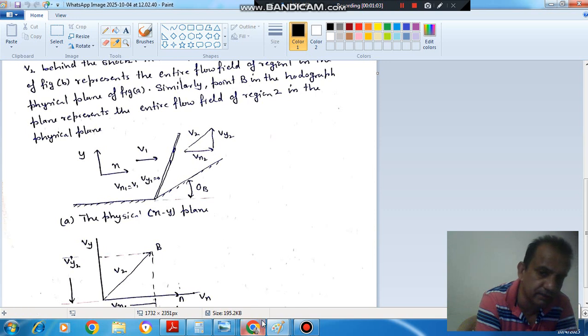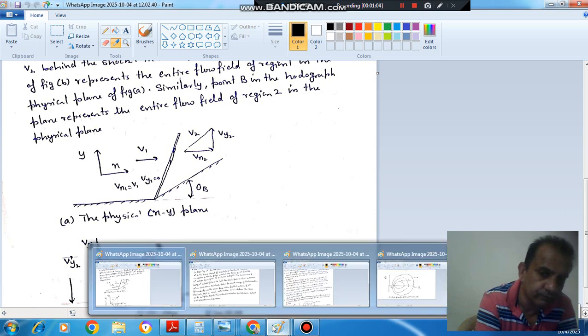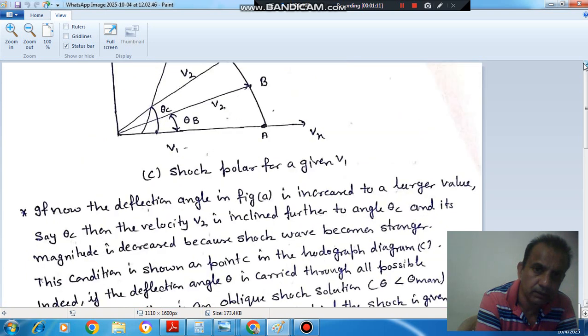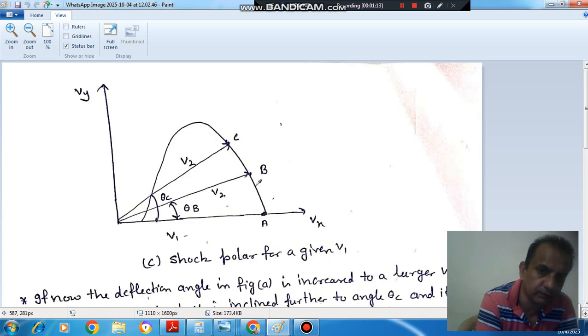Now if the angle is changed, then we get different velocity and a different point. So this is the point B corresponding to the angle theta b. Now this is the point C corresponding to another angle. Similarly, for various angles we can draw a curve which represents the solution after shock for different angles, which is called shock polar.